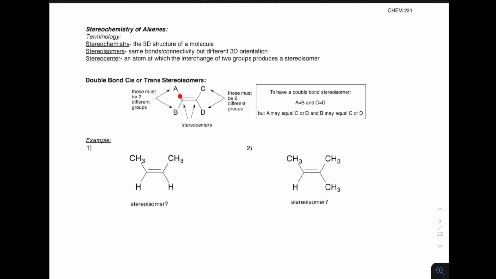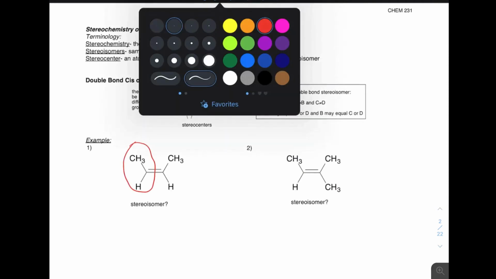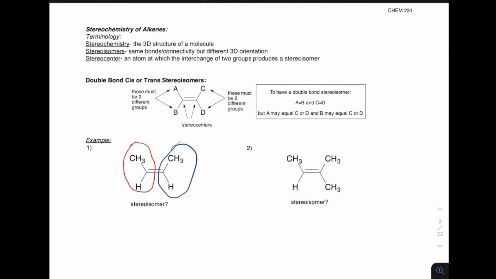So this carbon has to have 2 different groups on it, and this carbon also has to have 2 different groups on it, okay? And so when we're looking at these 2 examples here, we have to consider, are these stereoisomers? Okay, and so they are right off the bat different molecules. This one alkene has 2 methyl groups on it, and this alkene has 3 methyl groups on it. So when we're looking at this molecule, we have to say, okay, this side of the molecule has 2 different groups, right? It has a methyl and a hydrogen, and this side of the molecule has 2 different groups. So we know that this is a stereoisomer, right?